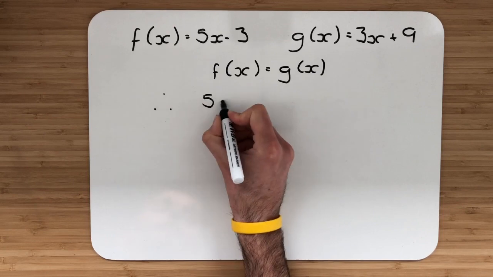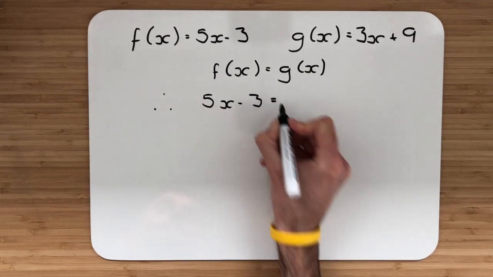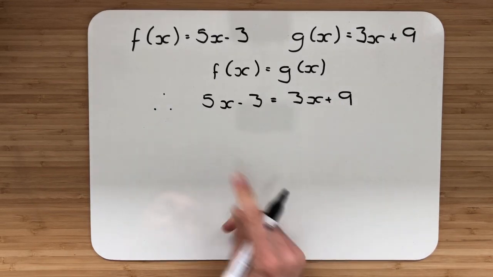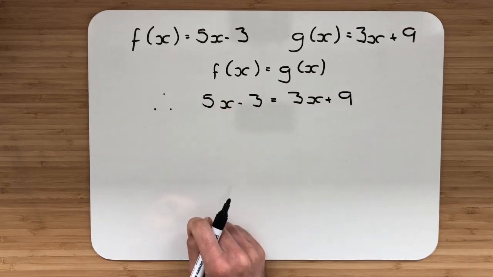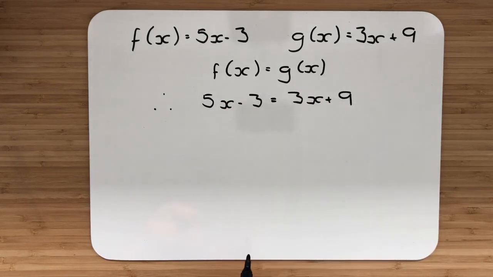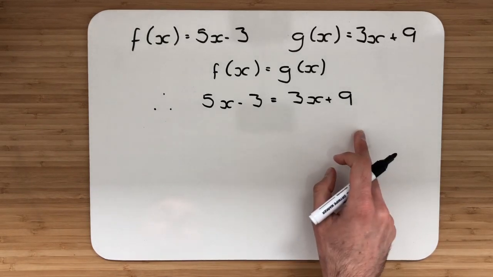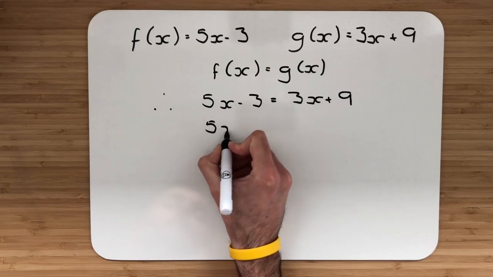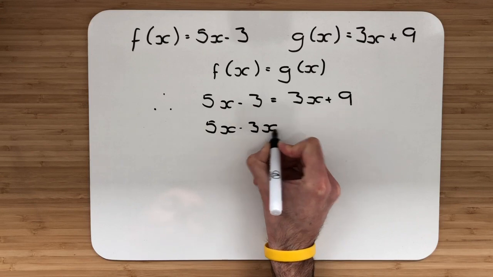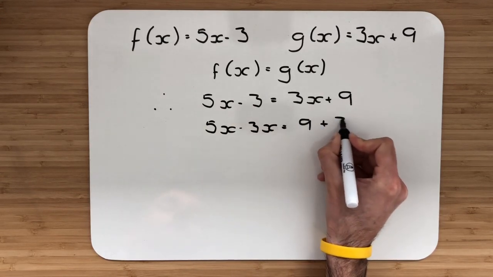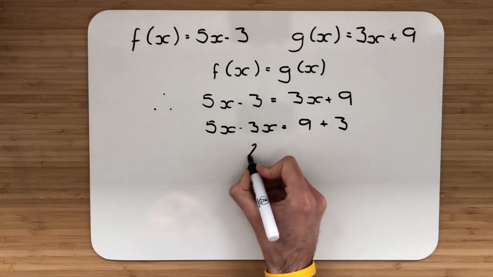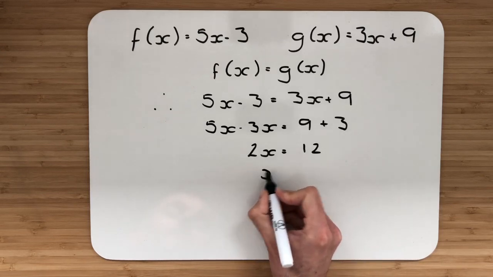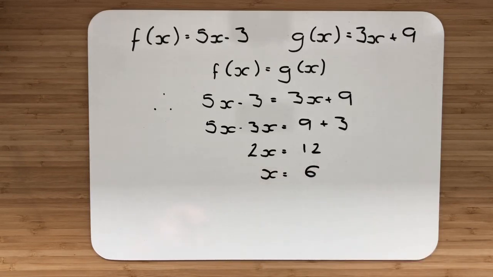Therefore, 5x subtract 3 is equal to 3x add 9. Remember, 5x take away 3 is simply f of x. 3x add 9 is simply g of x. Here, we've now created an equation, so we can solve that as normal. Letters go left, numbers go right. I'm then going to have 5x subtract 3x, which is equal to 9 add 3. That leaves me with 2x is equal to 12. Therefore, x must equal 6.